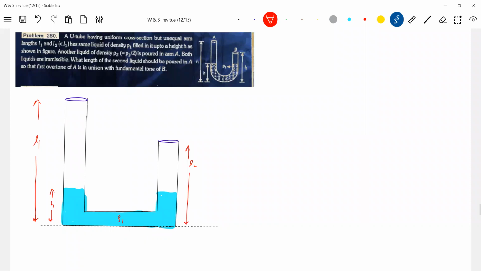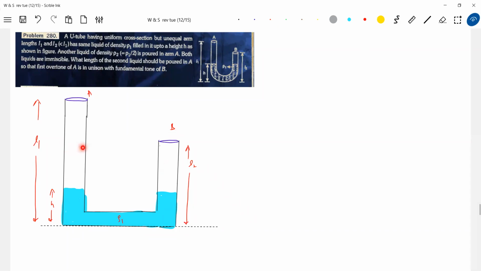First, what will happen? Another liquid of density rho 2 is poured in arm A. Both liquids are immiscible. What length of second liquid should be poured in A so that the first overtone of A is in unison with the fundamental tone of B? This will become like an organ pipe.